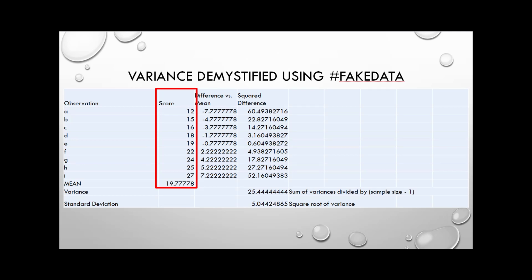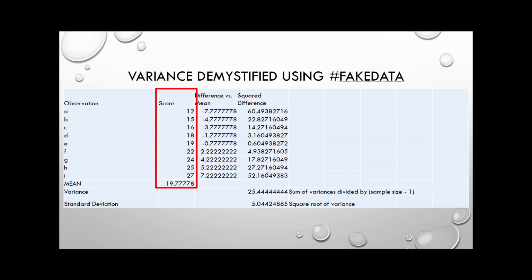Let's say these were our scores, and this is fake data, which we indicate in our title. So we have here all these different observations, and our mean is 19.77. What we first do is calculate the difference of the actual score minus the mean. And in this case, we get a negative 7.778. 15 minus 19 is negative 4, and on.